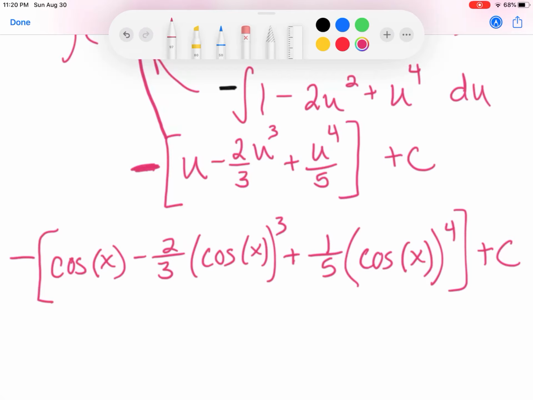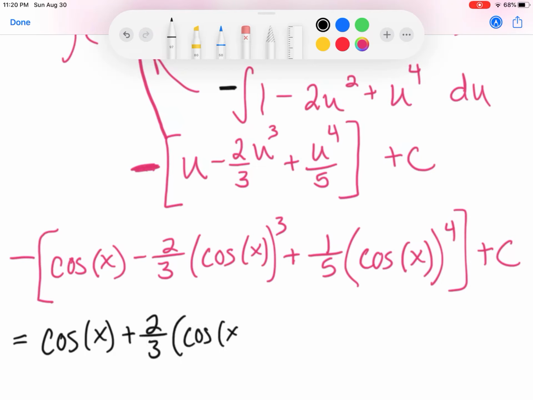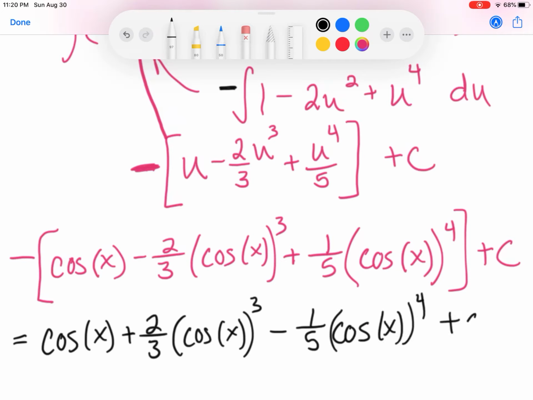Now, if you want to distribute the negative, you can. I think in the notes I do, so let's do that so that it's consistent with the notes. The final answer here is cosine x plus 2/3 cosine x cubed minus 1/5 cosine x to the 4th plus c.